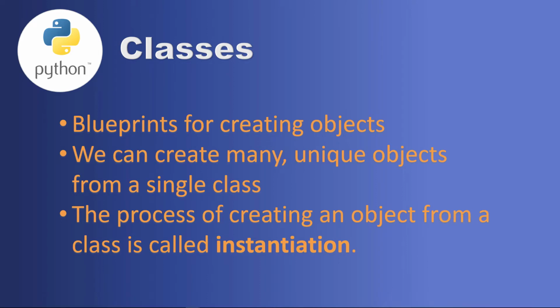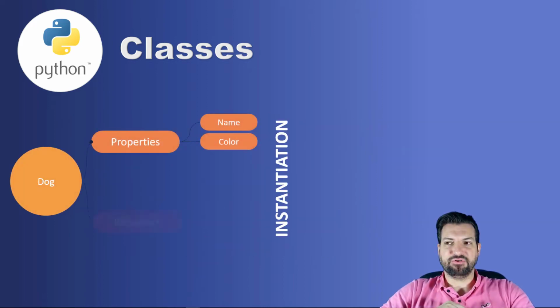So what are classes? Well, think of classes like blueprints for creating objects. We can create many unique objects from a single class. And the process of creating an object from a class is called instantiation. Now let me give you a quick example here.